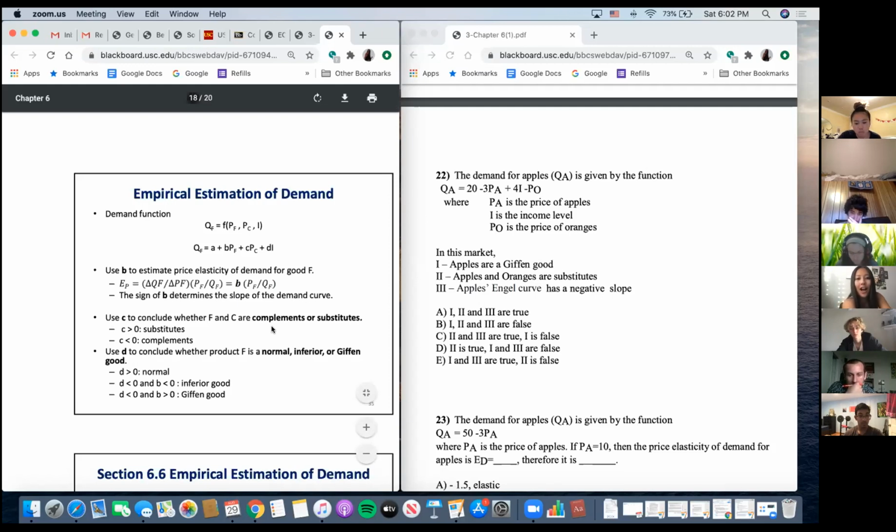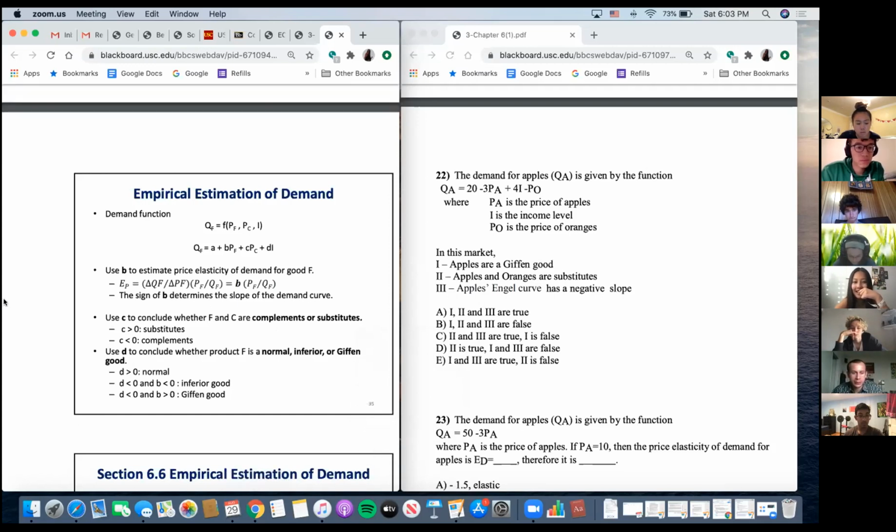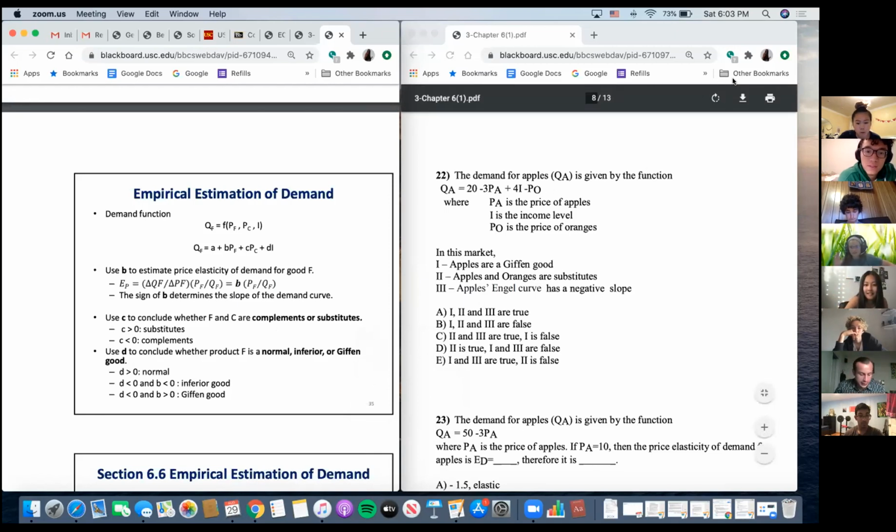Does anyone understand why though? Like if D is greater than 0, then it's normal, and if D is less, I don't really understand the reasoning behind it. It's easy to memorize, I just need to. Sorry, I didn't mean to interrupt. Go ahead.